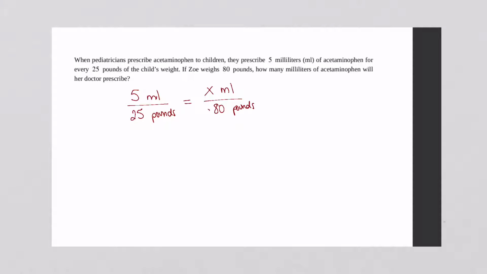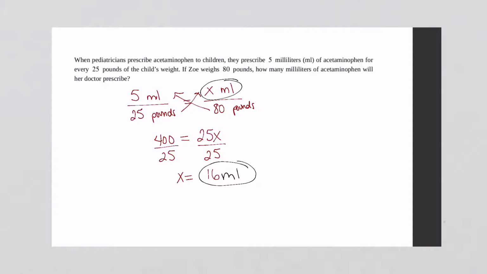And again, we can cross multiply. So 80 times 5 is 400. 25 times x is 25x. And you would divide both sides by 25. And you get that x is equal to 16. But what is it we're looking for here? Remember, we were looking for milliliters. So this means 16 milliliters. So Zoe would get 16 milliliters of acetaminophen.